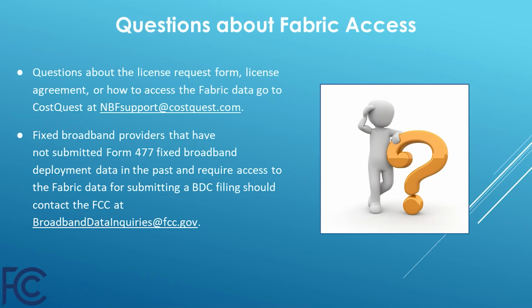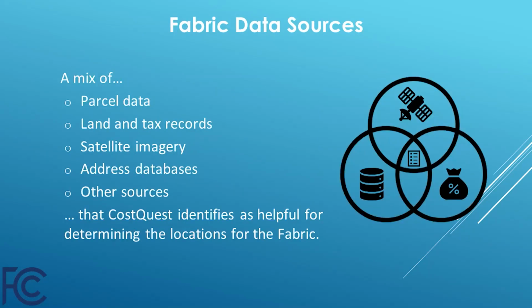at that email address. The data sources that CastQuest uses to generate the data in the fabric include a mix of parcel data, other land and tax records, satellite imagery, address databases, and other available sources deemed helpful to determine the locations throughout the United States where fixed broadband service can be installed.